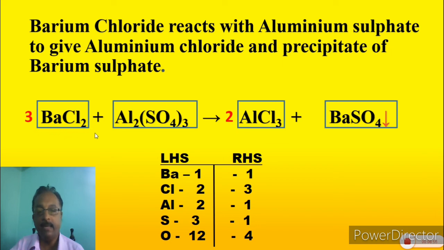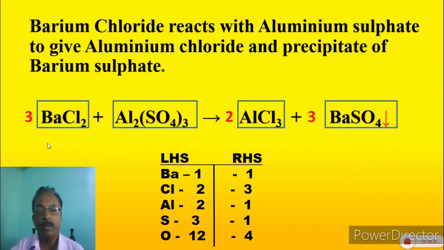But by writing 3 here, what has changed? Barium has become 3, whereas on the right hand side the barium is 1. So in order to make barium 3 on the right hand side, what should I do here? I am going to write 3. So now barium is balanced. Now let us check for oxygen. 4 into 3, 12 is oxygen on the left hand side, and on the right hand side 3 into 4, 12. So now let us check once again whether the equation is balanced or not.